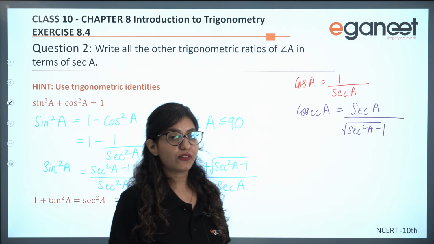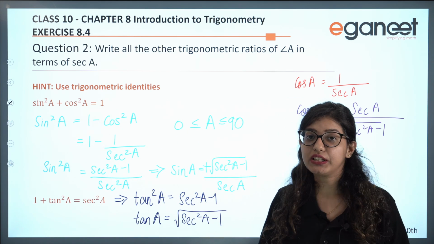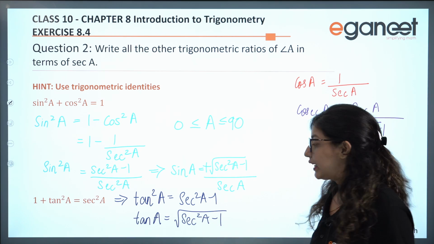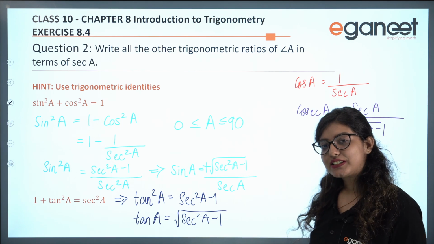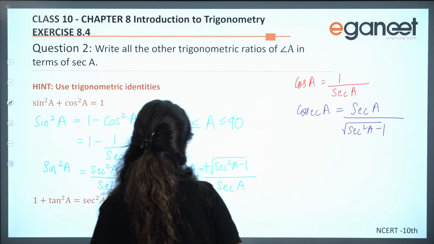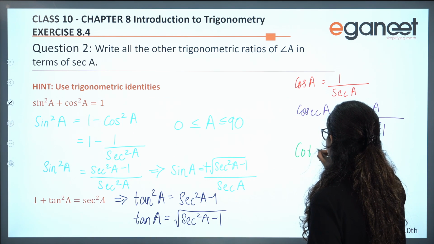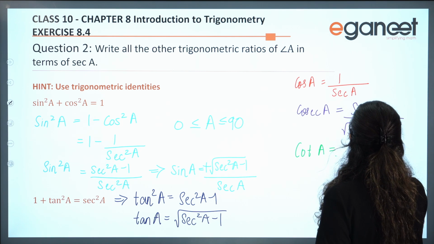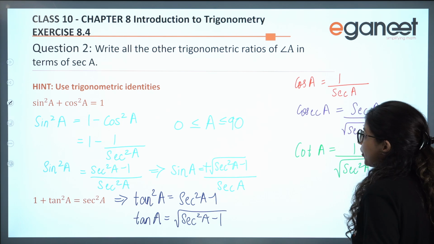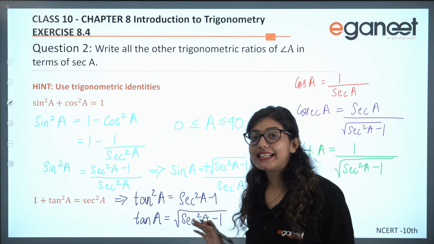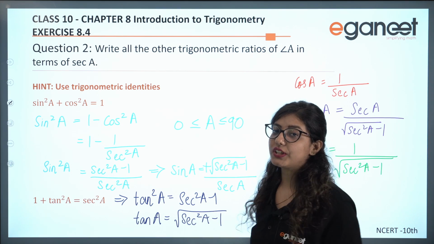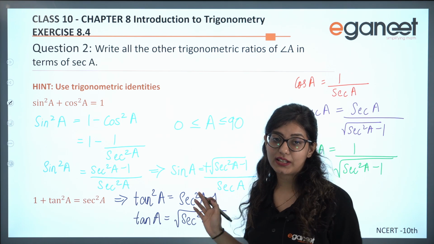Now that we have the value of tan A, how can we find cot A? Yes, we know that cot A is reciprocal of tan A. So by taking the reciprocal of this, we can have cot A in terms of sec A. So we have cot A is equal to 1 upon root of sec square A minus 1. So this is how easy it is to find all the other trigonometric ratios or write all the trigonometric ratios in terms of any one, right?